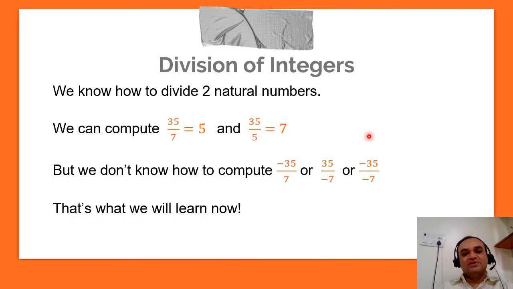So we know how to divide two natural numbers, that is two positive integers. So we can compute things like 35 by 7 is 5 and 35 by 5 is 7. But what we don't know yet is how to compute minus 35 by 7 or 35 by minus 7 or minus 35 by minus 7. So we don't know how to handle negative integers when it comes to division. And that's what we are going to learn in this video.